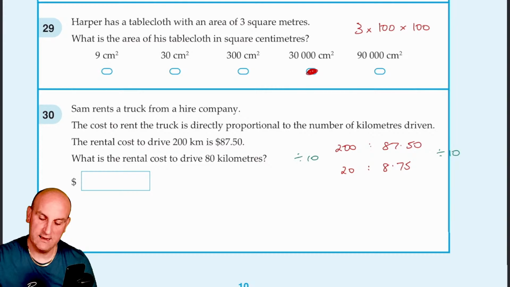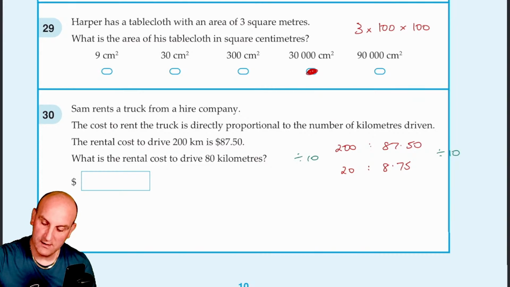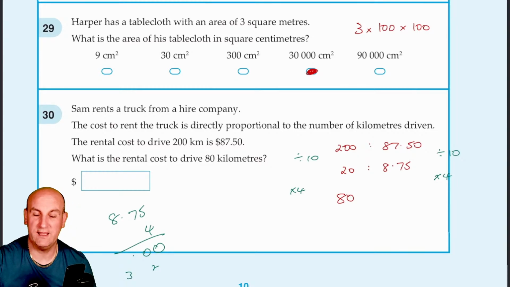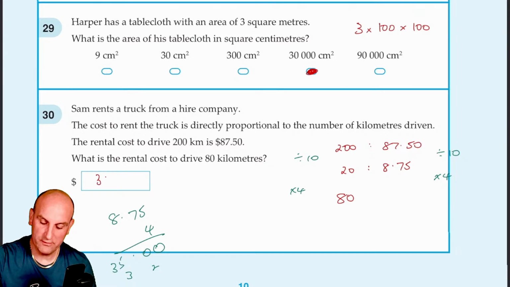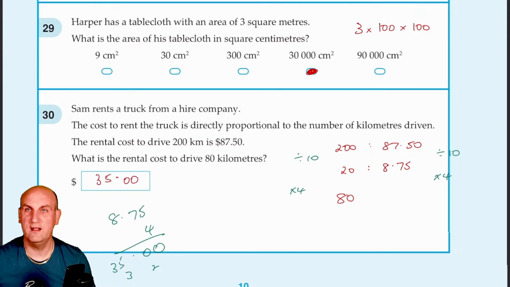It gives me 20. And then to get to 80 kilometers, I would just times by 4. So in that situation, I'm going to times by 4 both sides. So $8.75 times by 4 gives me 80 there. 7 fours are 28. Add the 2 gives me 30. 8 fours are 8, 16, 24, 32. Add the 3 gives me $35. And so I'm going to say $35 there.